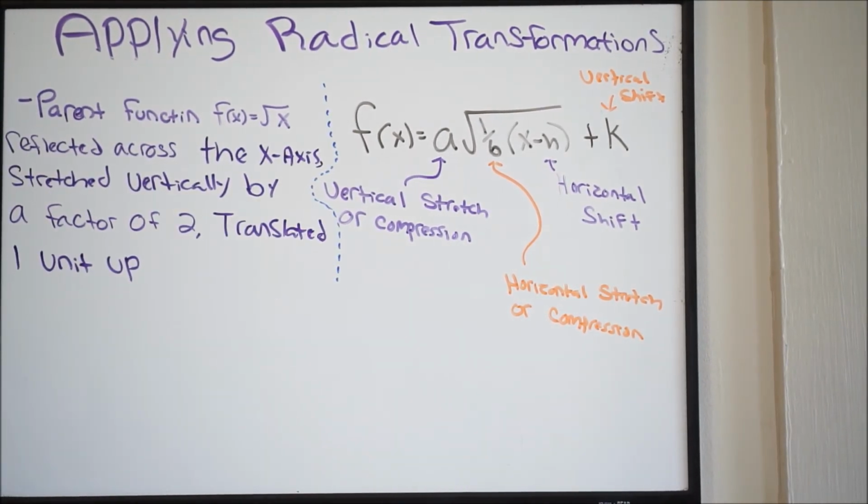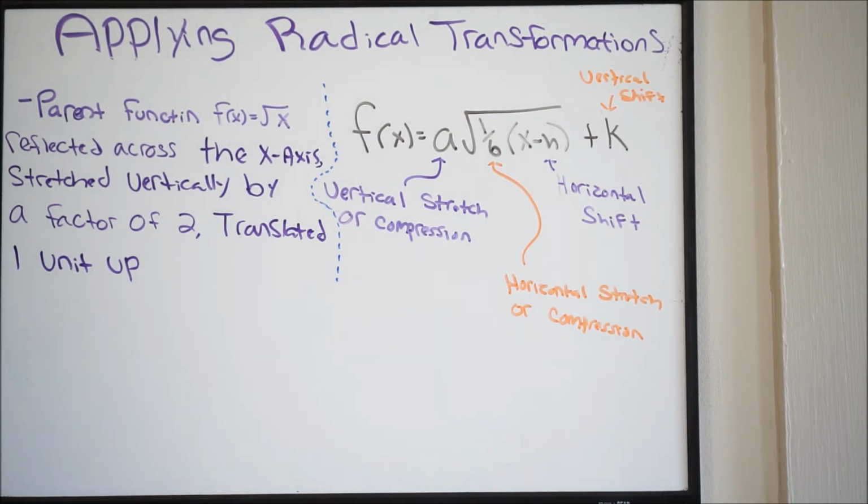Alright guys, so here we go with our next example. Same thing, they give us the parent function square root of x, and they want us to apply the following transformations. Let's go ahead and read them. It says reflected across the x-axis, stretched vertically by a factor of 2, and translated 1 unit up. So let's go through each one of these transformations, and then we'll have a new function at the end.